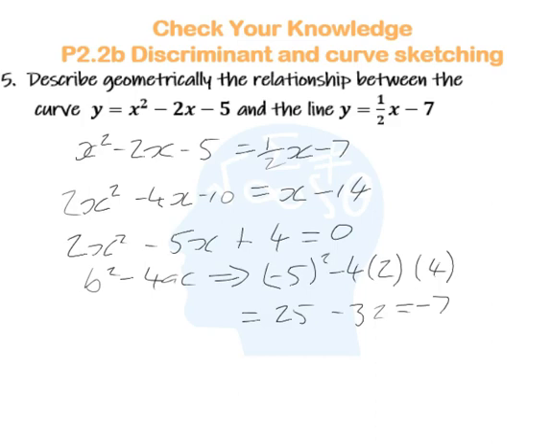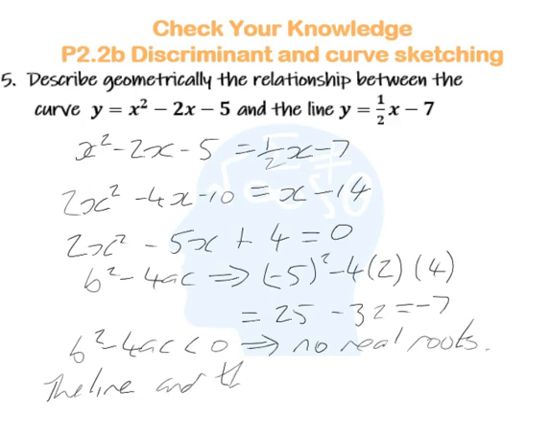Okay, so we've got a discriminant that is less than 0, so b squared minus 4ac is less than 0, and that tells us no real roots. And so what that means is the line and the curve don't meet.